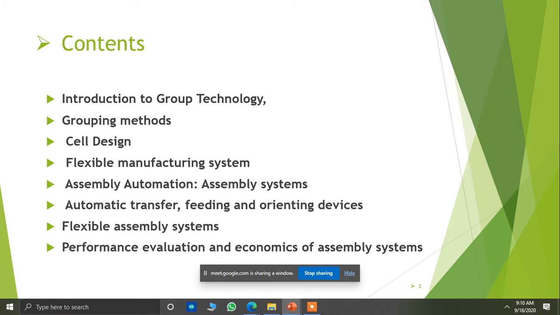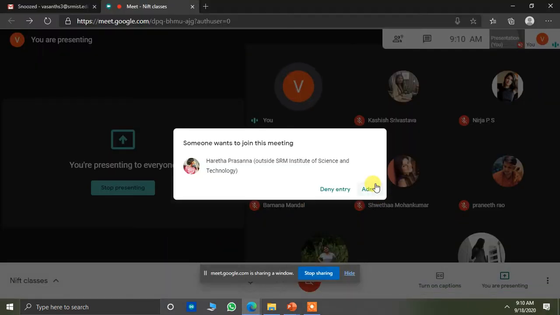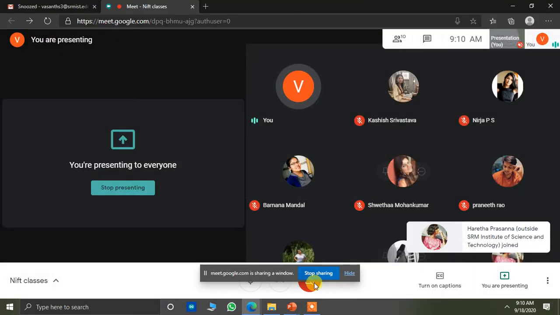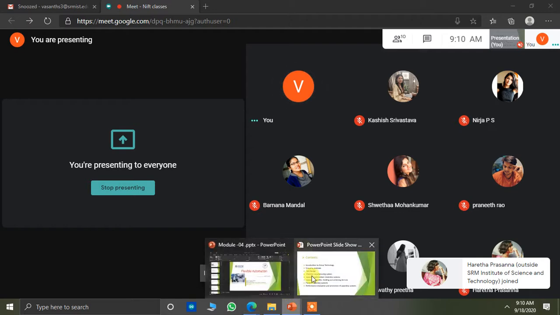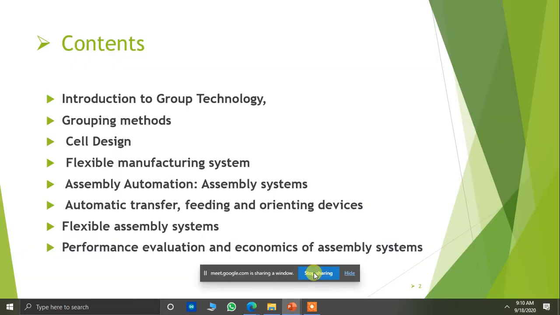We have already studied the very fundamentals of this in the very first unit, but anyway, we'll brush up on the same concept one more time. Flexible automation, automated assembly systems, automatic transfer feed lines, flexible assembly systems, and at the end we'll be learning about performance evaluation and economics of the assembly systems.